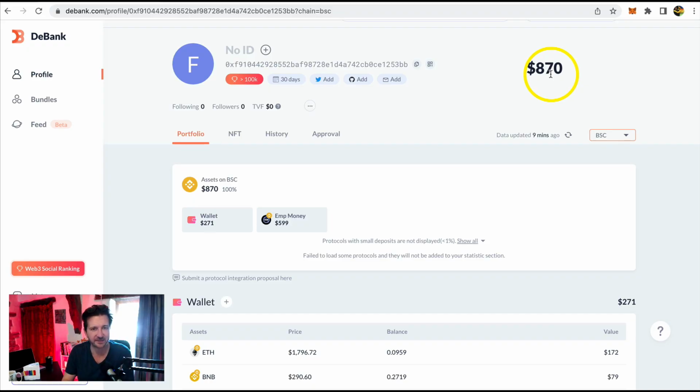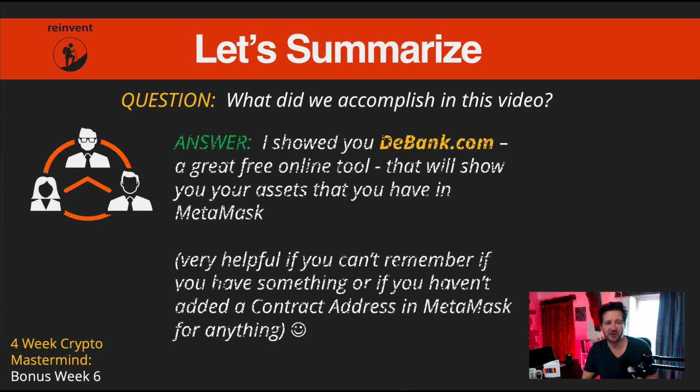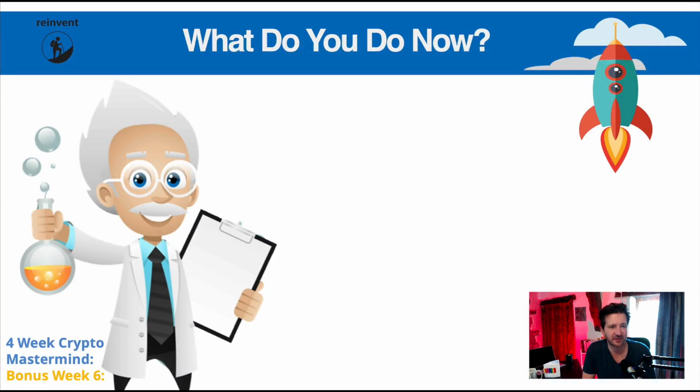Let's summarize. So what did we accomplish in this video? Well, we went to debank.com, a great free online tool that will show you the assets that you have in MetaMask and also the assets that you have staked as well. And as I've just said, it's very helpful if you can't remember if you have something, or maybe you didn't add a contract address in MetaMask. So it's just a good little trick, a good little hack for you to know.